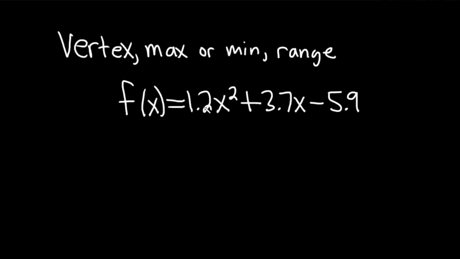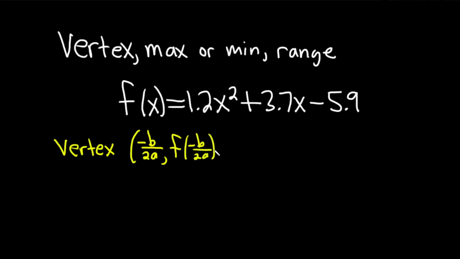Hi, in this problem we have a quadratic function f of x equals 1.2x squared plus 3.7x minus 5.9, and we have to find the vertex, the maximum or the minimum, and the range. So recall that the vertex formula is given by negative b over 2a, comma, f of negative b over 2a. So this is the ordered pair that is the vertex.